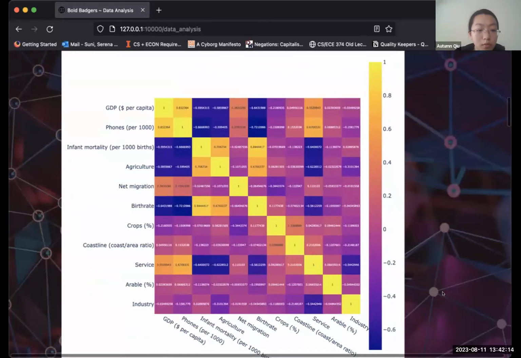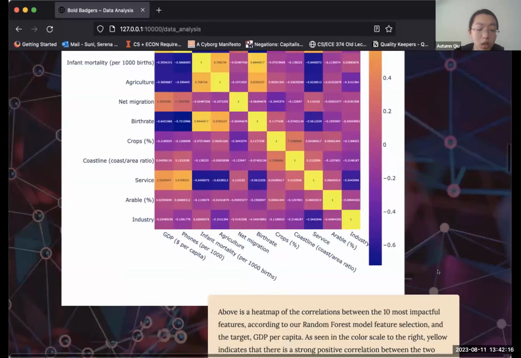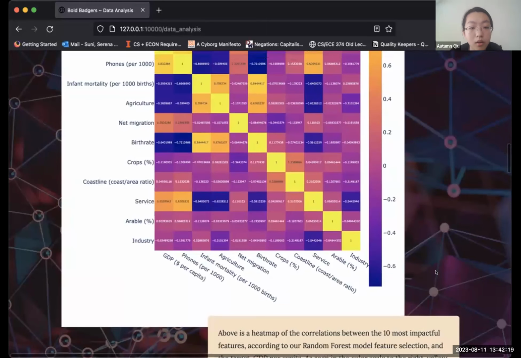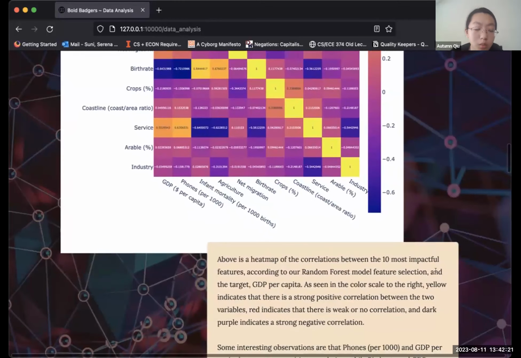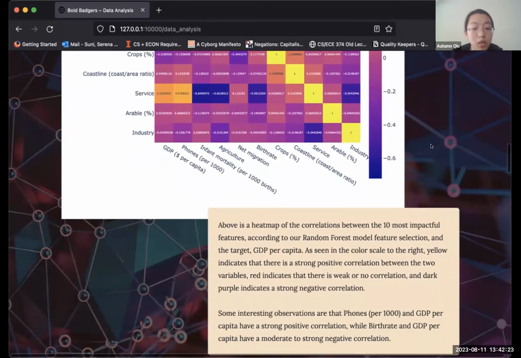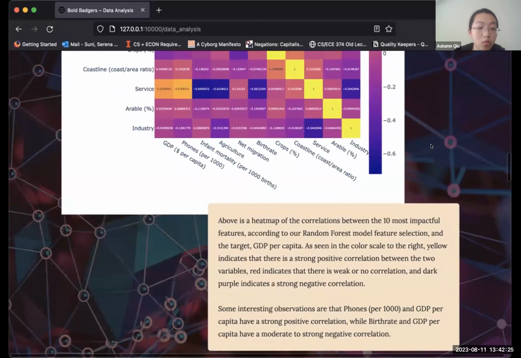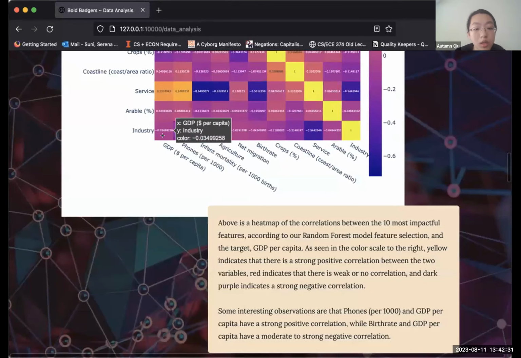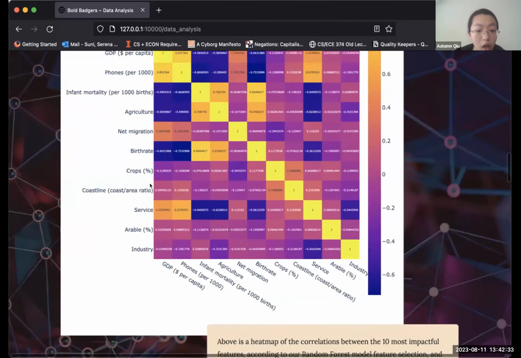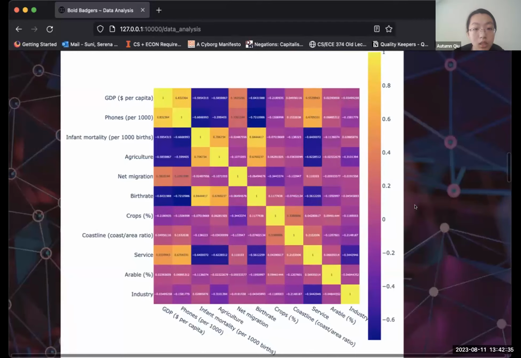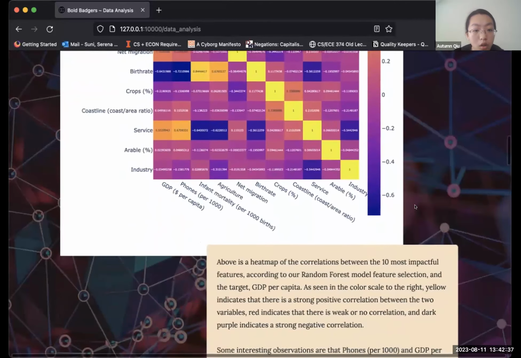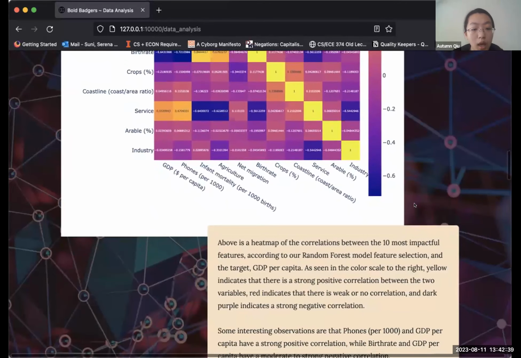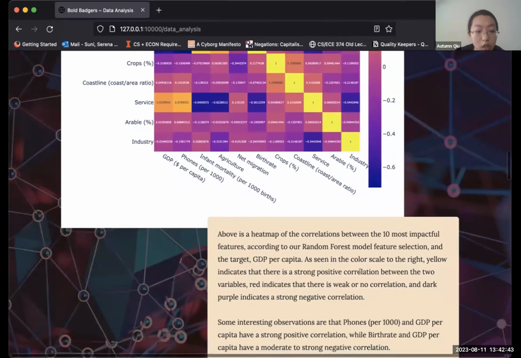Okay, so here are some visuals that helped us analyze our data. First up, we have a heat map which shows the correlations between our top 10 most impactful features according to our random forest model and our target variable, which was GDP per capita. As we can see in the scale to the right, yellow means a strong positive correlation between the two variables, and dark purple/blue is a strong negative correlation.